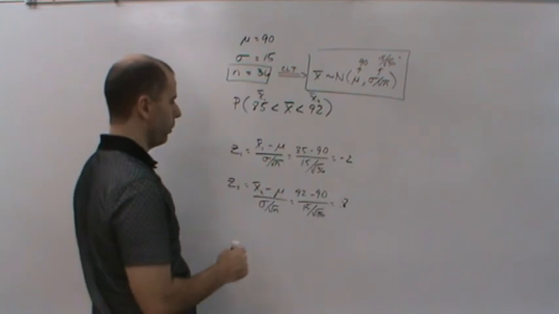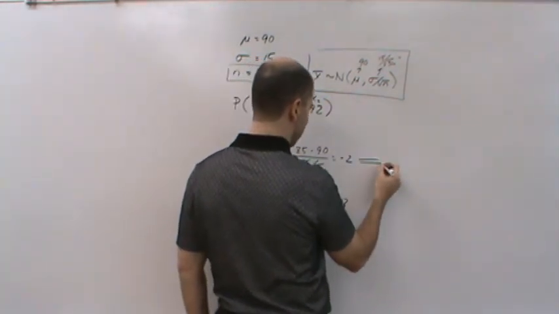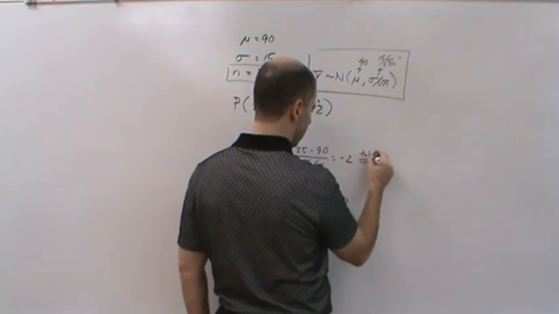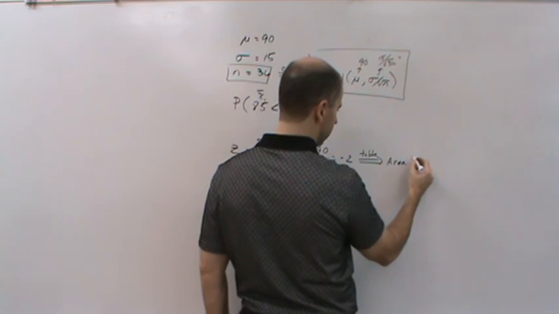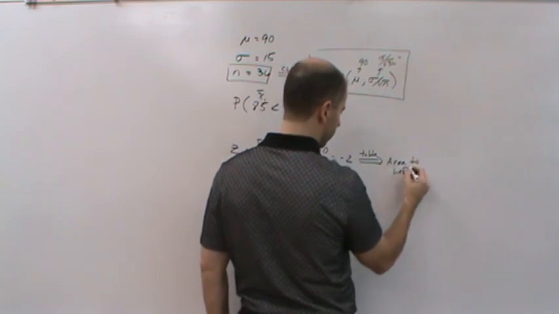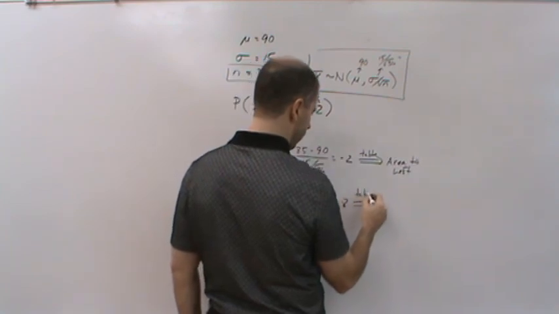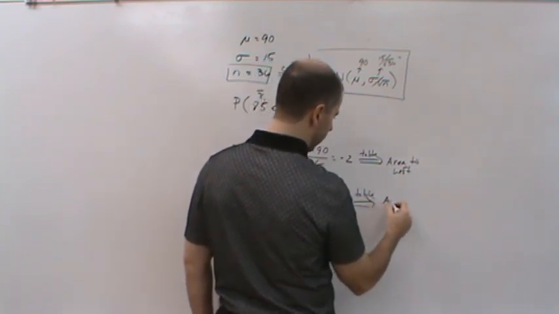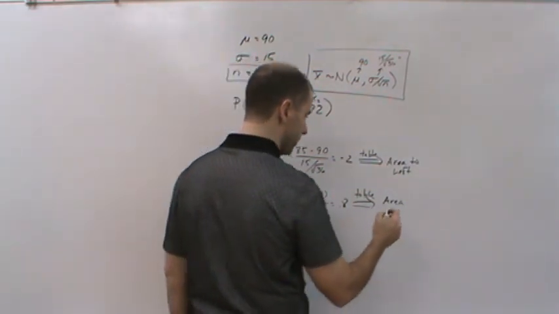Okay, and so what we would have to do is we'd have to use the table, right, to get this probability, and this would give us area to the left, right? And then we would use the table for this one and find the area to the left of that one, right? Because that's what the table gives us. Remember, the table always gives us area to the left.